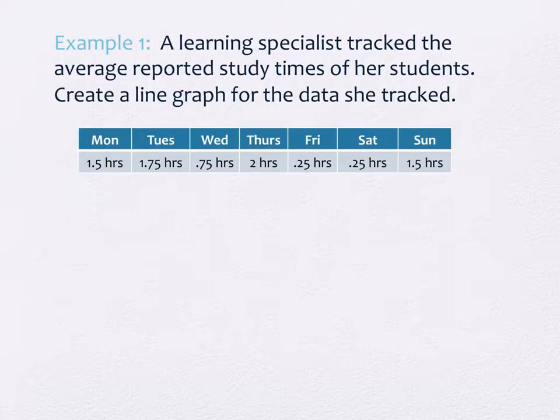Here's an example of one. The time in this one is not in years or months, but in the days of the week. It says a learning specialist tracked the average reported study times of her students. Create a line graph for the data she tracked. This is the amount of time a student has spent studying based on the day of the week. So Monday, 1.5 hours, Tuesday, 1.75, all the way to Sunday.